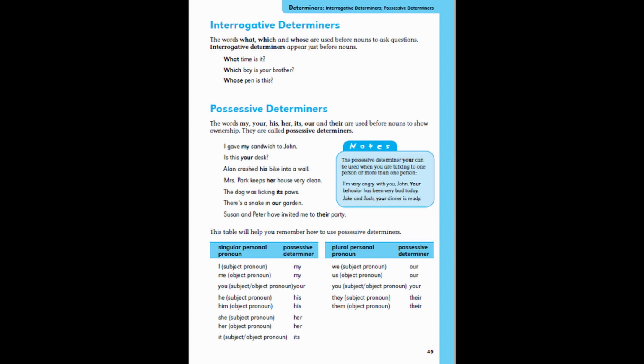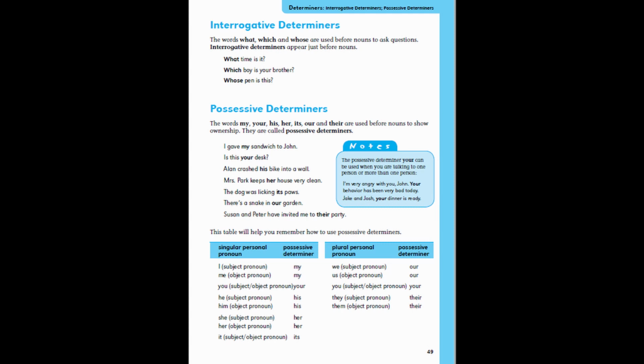So, possessive determiners. The words my, your, his, her, its, our, and their. T-H-E-I-R. Now remember this, a lot of you mess this up. T-H-E-I-R is for possession. T-H-E-R-E is for location. They are used before nouns to show ownership. They are called possessive determiners.